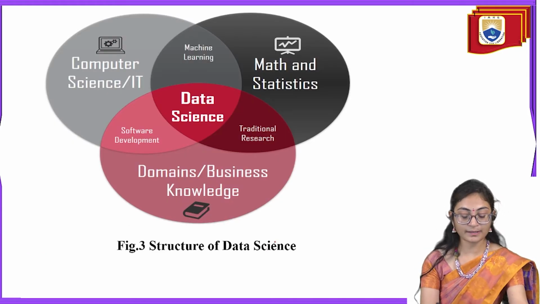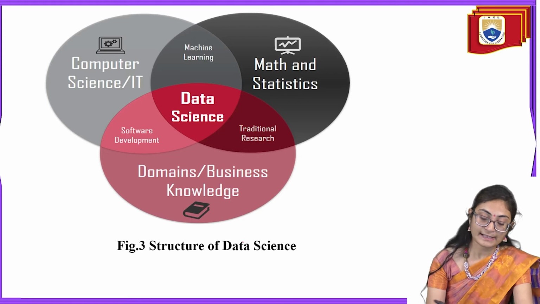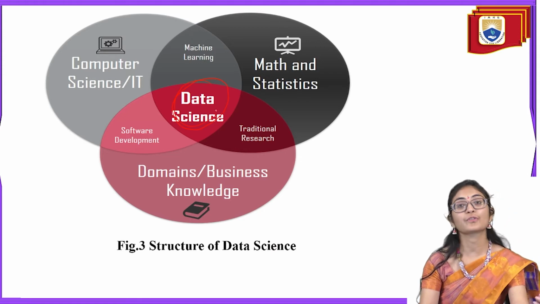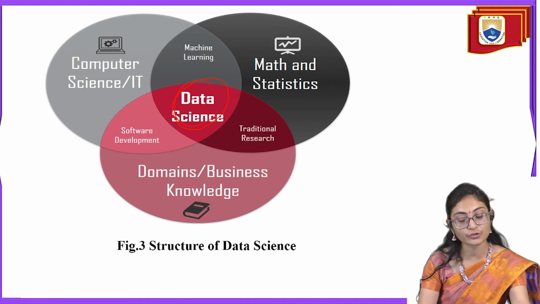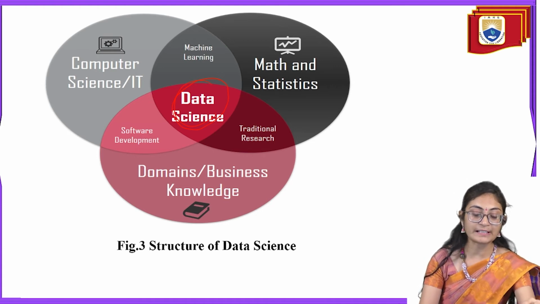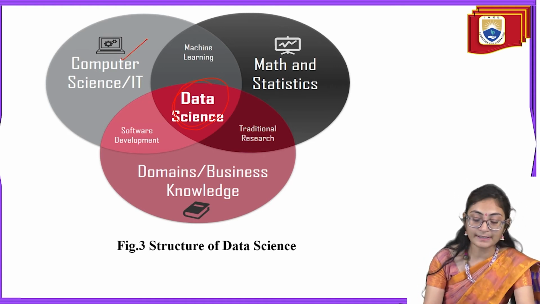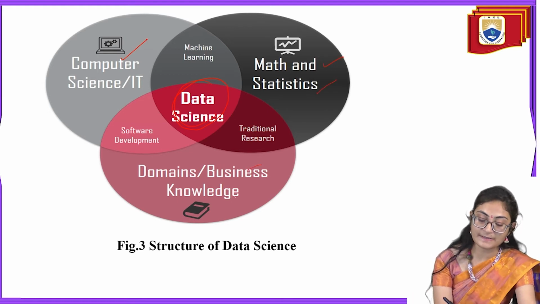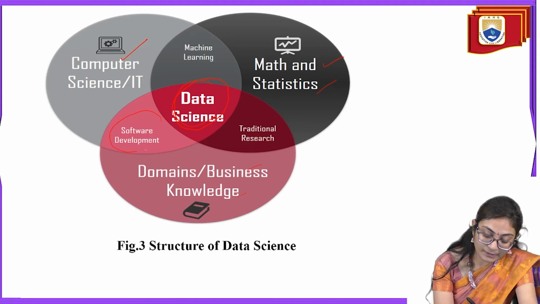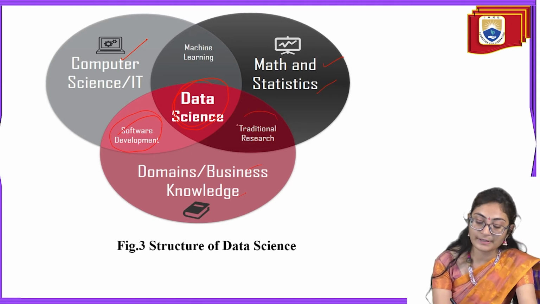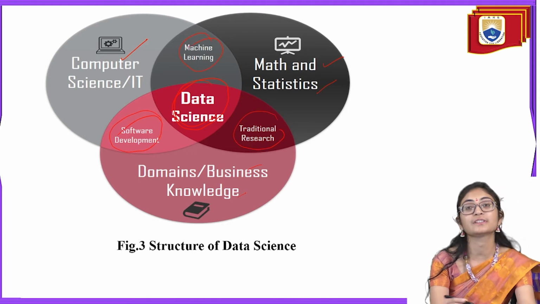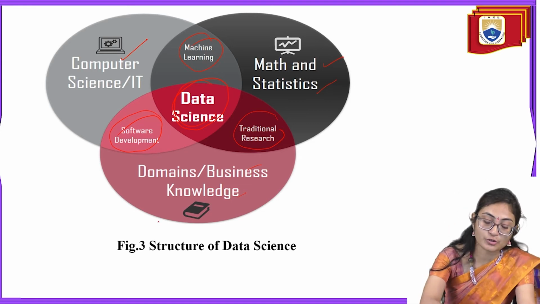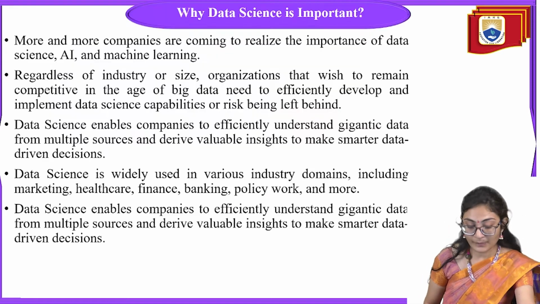Let's see the structure of data science. This is the combination of different things: computer science and IT, then maths and statistics, domain business knowledge, and it also contains some software development, traditional research, and machine learning algorithms. That means this is the combination of all these things.